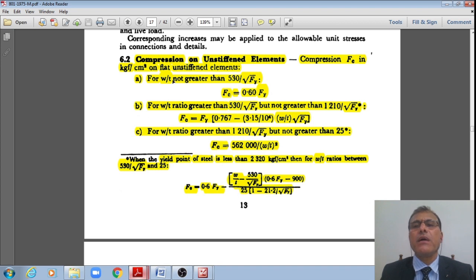And compression FC in kg force per centimeter square on flat unstiffened elements, W by T not greater than 530 divided by square root of Fy, then Fc is equal to 0.6 Fy.